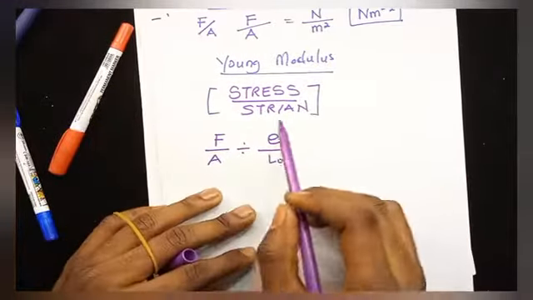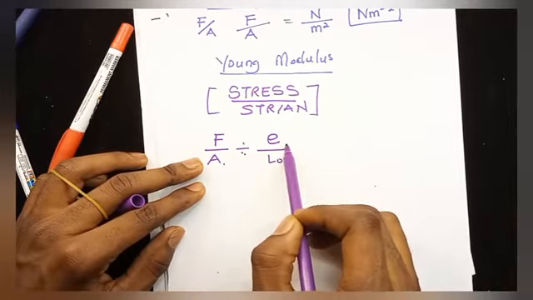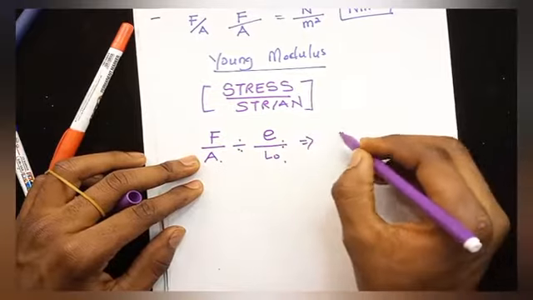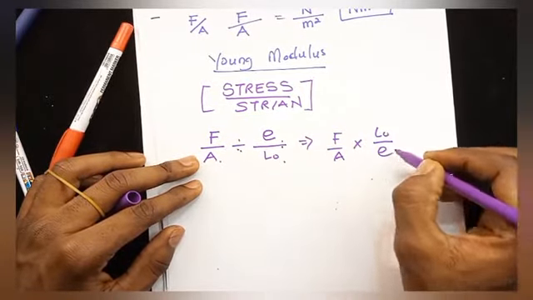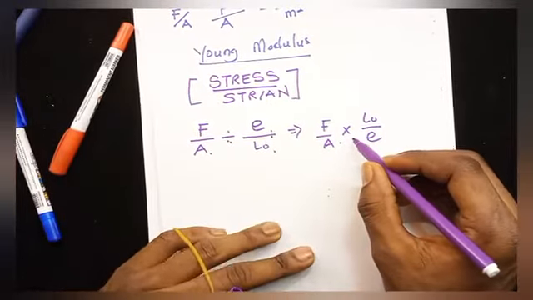Strain has no unit. And here we're talking about stress. We're saying stress is force over area, divided by strain, extension over length. So this can also be written as force over area times, we invert it, L0 over L1, L0 over extension. If you don't know how this happened, you need to go and learn mathematics all afresh.